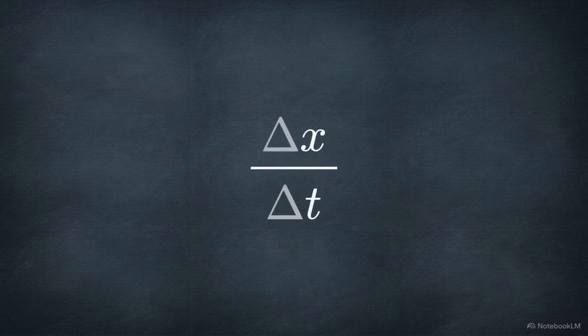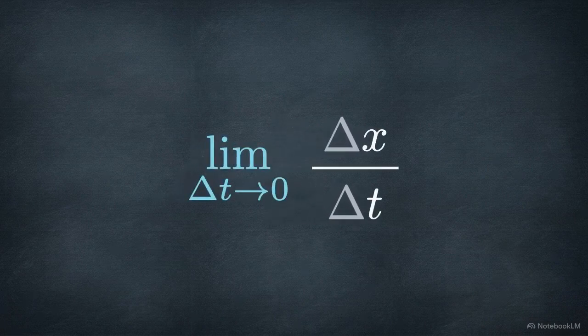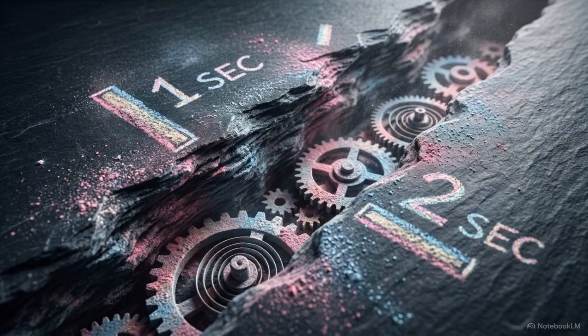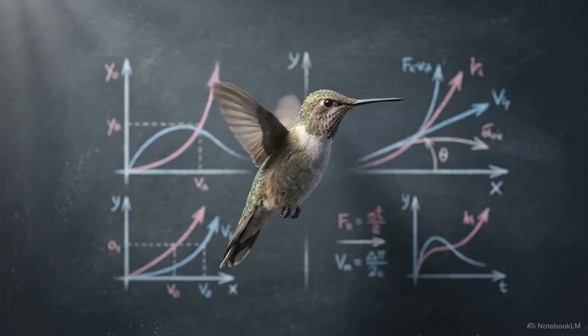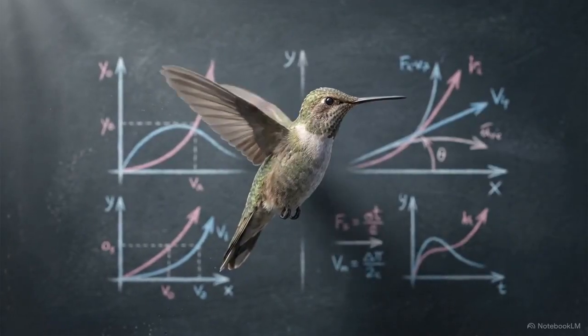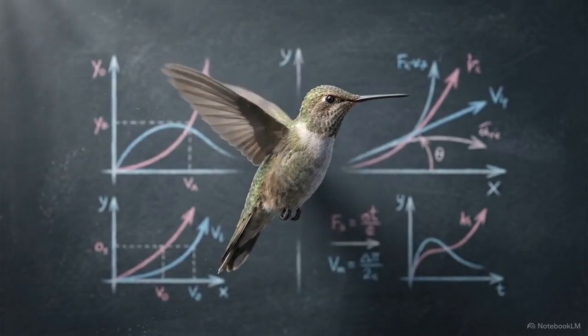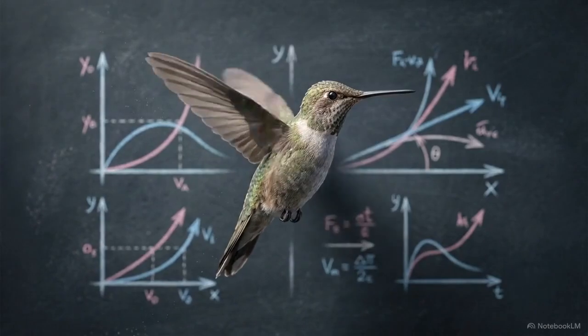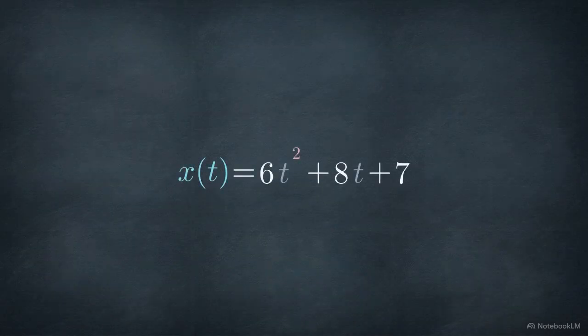Mathematically, we define this by applying limit notation to our average velocity formula. As delta t approaches 0, delta x over delta t transforms into the formal derivative, dx over dt. We are dividing a microscopic change in position by a microscopic change in time. Applying this infinitesimal limit allows us to isolate the exact speed and direction of an object at an instant that effectively lasts 0 seconds. Here we have a polynomial position equation representing a real-world object's movement.